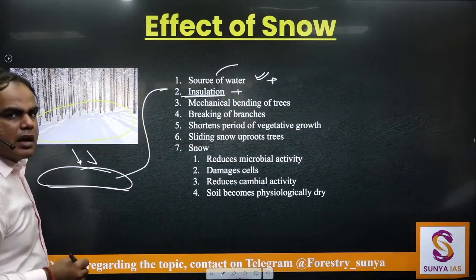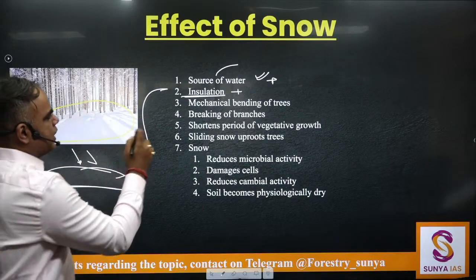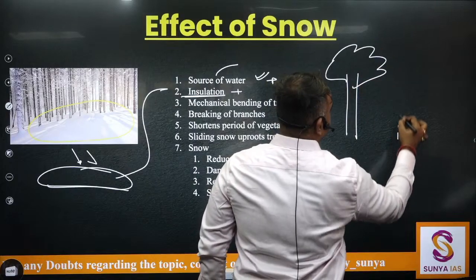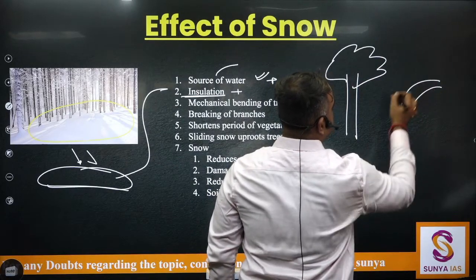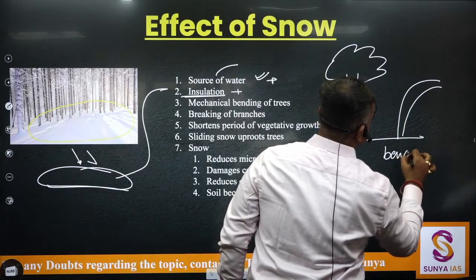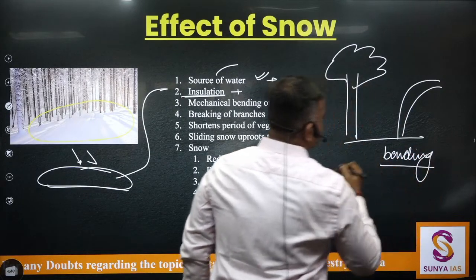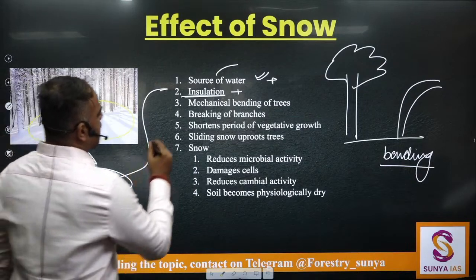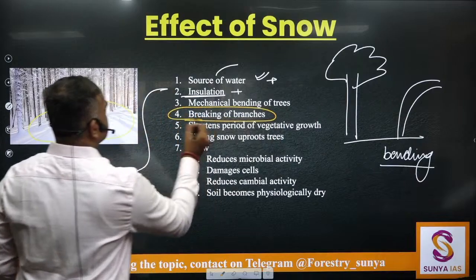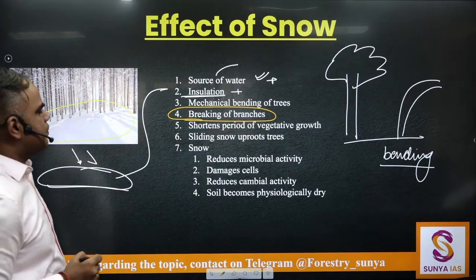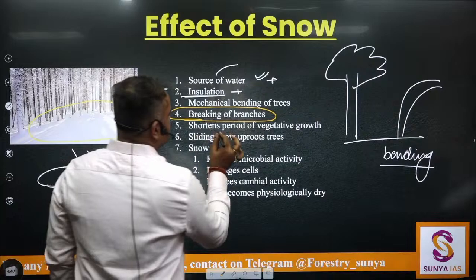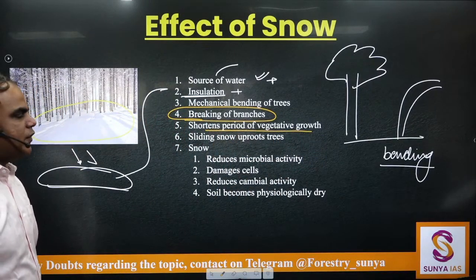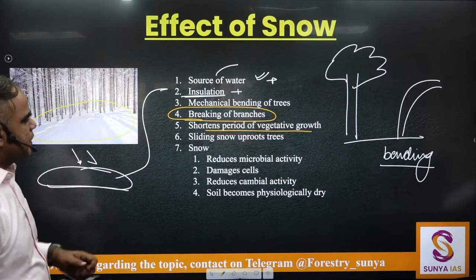Okay, if there is a heavy amount of snow, let's say this is a normal tree, there can also be a bending of the tree because of the accumulation of snow. Okay, this can also happen, right? Plus, individually, it can lead to breaking of branches. This can shorten the period of vegetative growth, through the lowering of temperature.